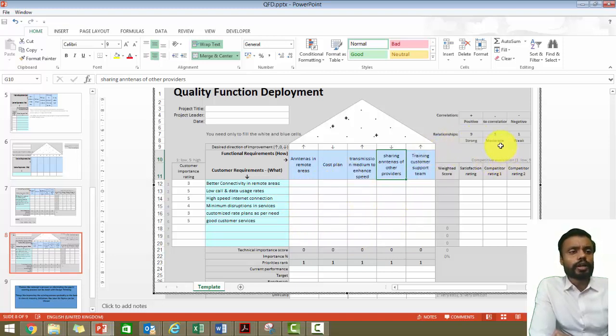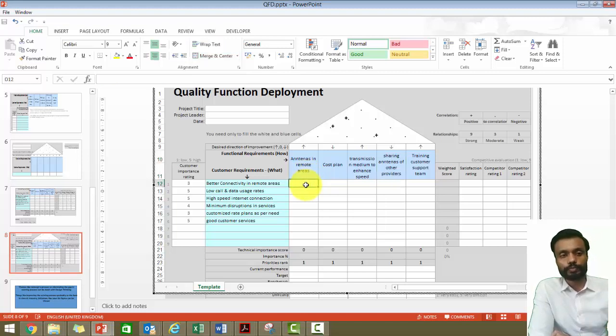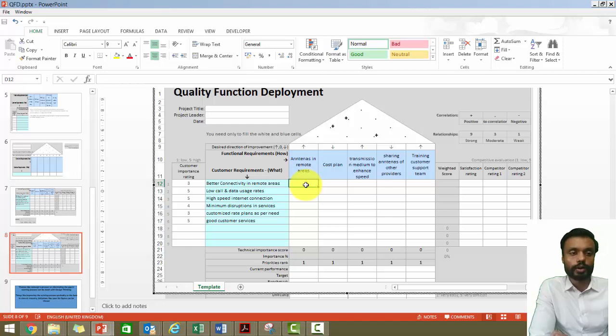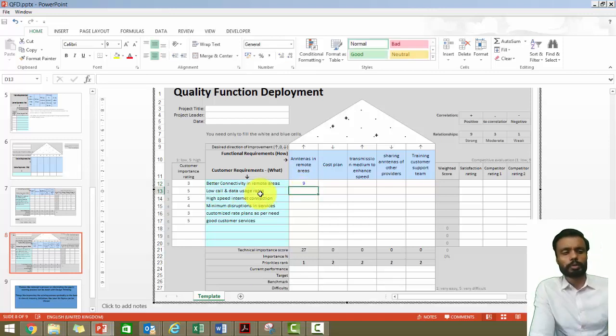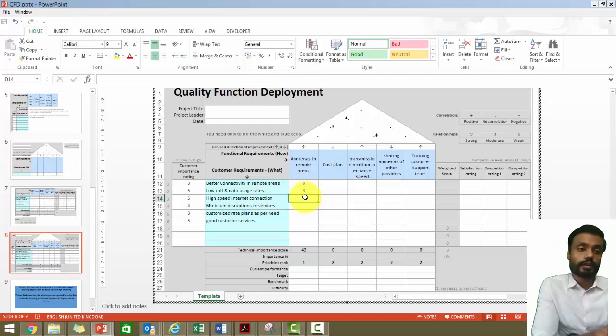Better connectivity in remote areas and antennas in remote areas, is this a strong, weak or moderate relation? Let's say it's a strong relation, so we'll put 9 over here. Low call data usage and antennas in remote areas, is there any strong, medium or weak relation? If you say it's moderate, you put 3 over here. High speed internet connection and antennas in remote areas, if the high speed internet connection is strongly related to antennas in remote areas, you put 9.